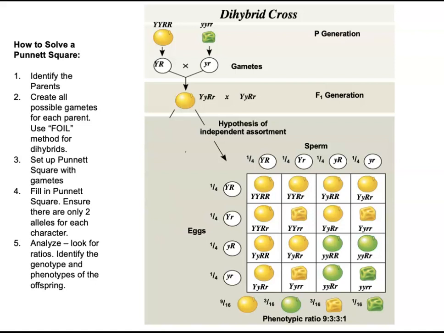There are 9 individuals who are dominant for both characters, yellow and smooth, 3 individuals who are dominant for color but recessive for texture, so yellow and wrinkled, 3 individuals who are the reverse, so recessive for color but dominant for texture, that's green and smooth, and 1 individual who is recessive for both characters, green and wrinkled. You need to know the 9:3:3:1 phenotypic ratio for dihybrid crosses. However, you do not need to know the genotype ratio for dihybrid crosses.